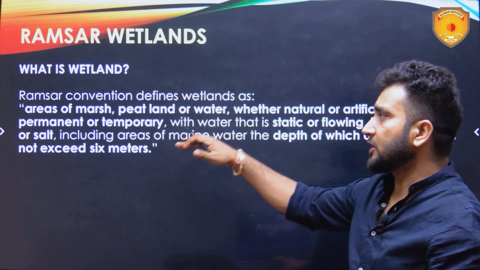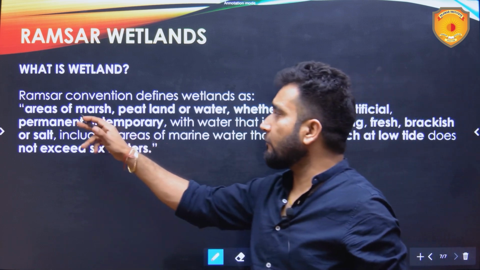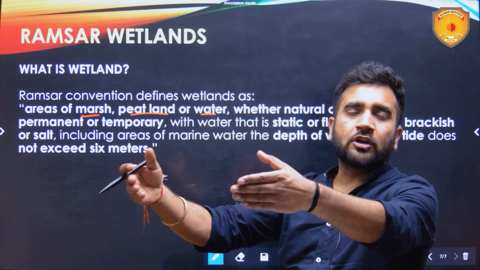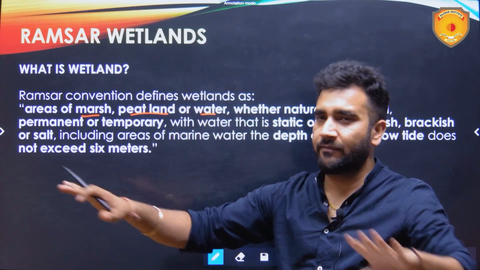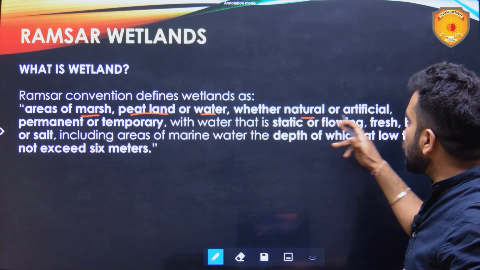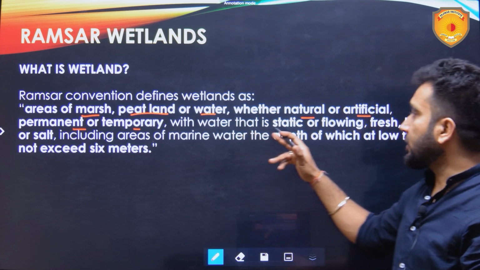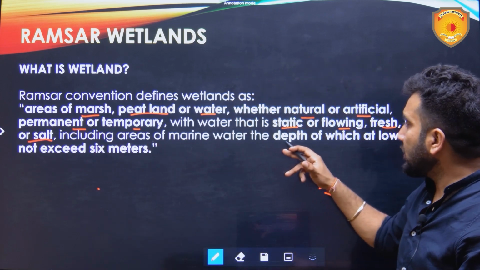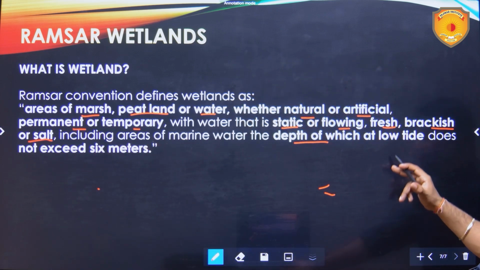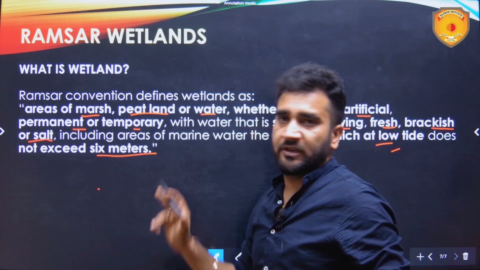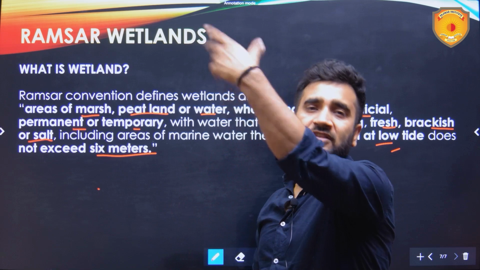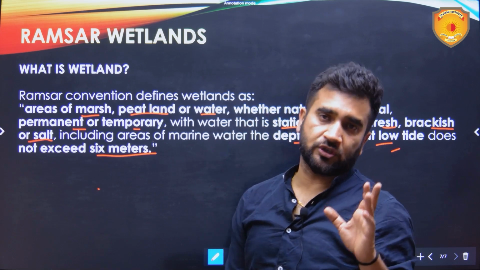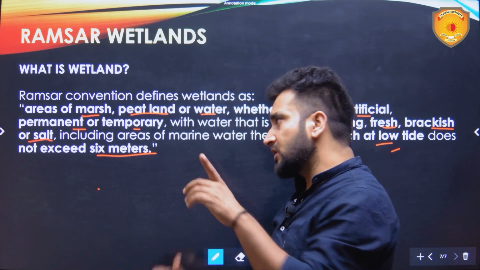According to the Ramsar Convention, wetlands can be defined as areas of marsh, peatland or water. Marsh, peatland means daldal, or salt marshes where water comes and goes, with highly brackish or highly saline water. Whether natural or artificial, permanent or temporary, with water that is static or flowing, fresh, brackish or salty, including areas of marine water. The depth, and this is important, at low tide does not exceed 6 meters. If it exceeds 6 meters in low tides, then it will be categorized as a sea or an ocean, not a wetland. So this is the definition of wetland according to the Ramsar Convention.